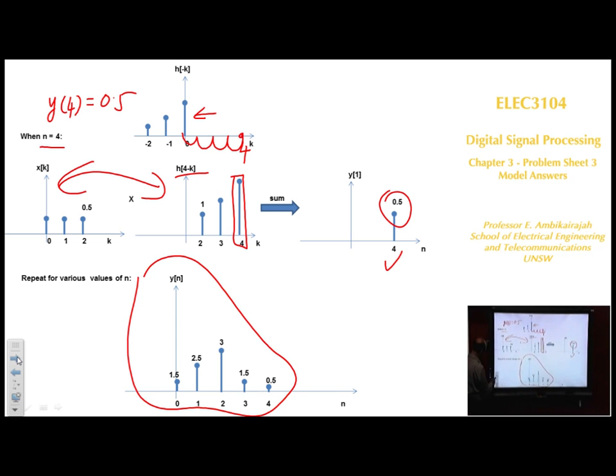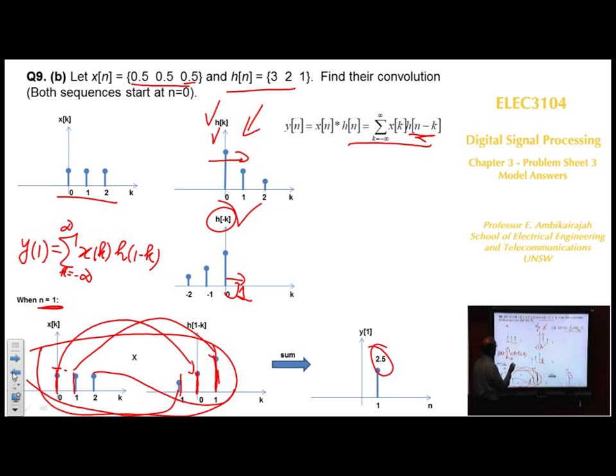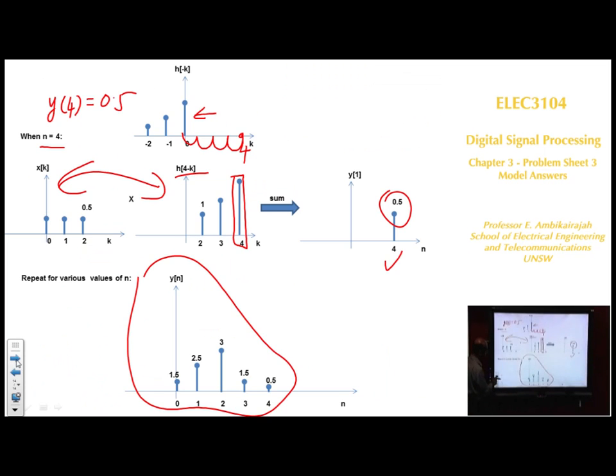Now if you go back again, you started with 1, 2, 3, 4, 5, 6. So the output should be 6 minus 1, 5 values. Let's see whether we have 5: 1, 2, 3, 4, 5 values. So that's really all the convolution. It's very easy, just get the principle behind it. You have your sequence here, you've got another one, you flip them and shift them and then add them. Multiply and add. Okay?